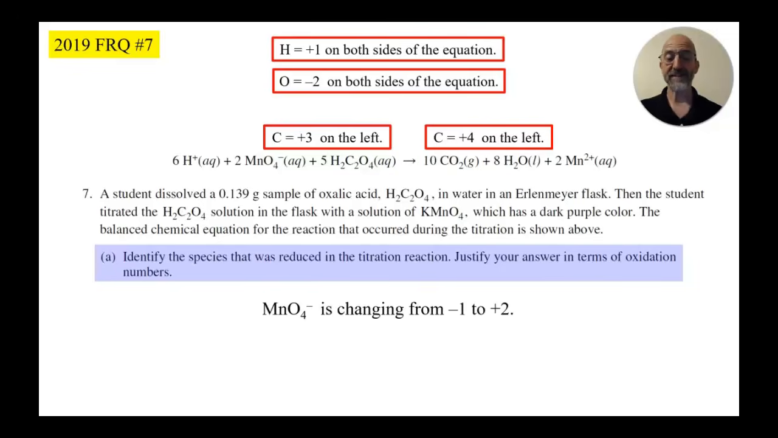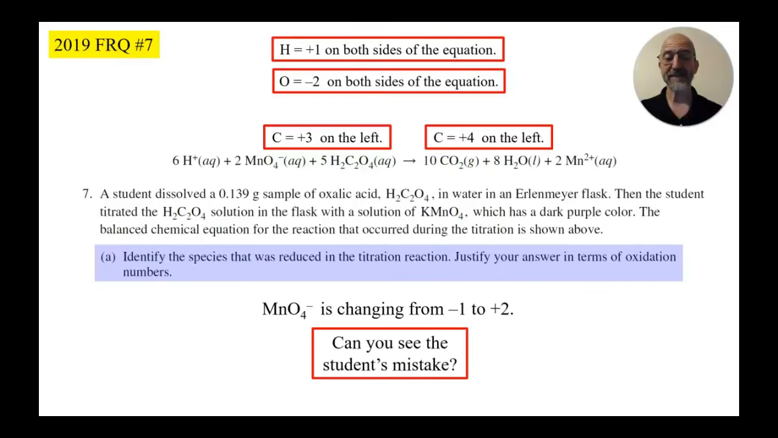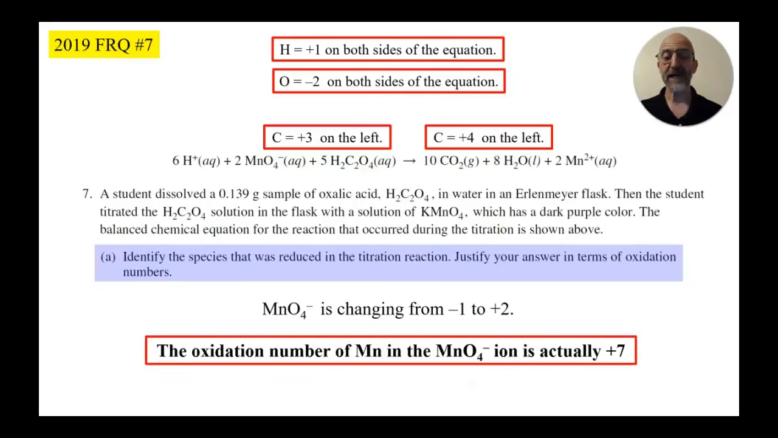Let's see what this student did wrong here. They have MnO4-, which is a polyatomic ion on the left side of the equation, and they say it's changing from -1. And on the other side of the equation, we have Mn2+. Well, I would agree that the manganese on the right is +2, but the student made the mistake of writing the overall charge on the polyatomic ion, which is not actually the oxidation number of the manganese. So manganese is actually +7 in this permanganate ion.